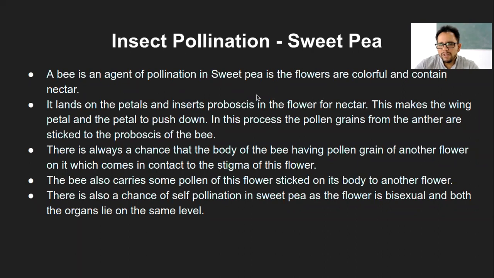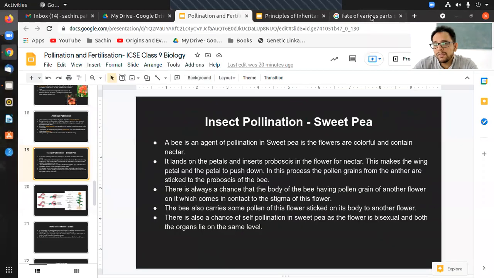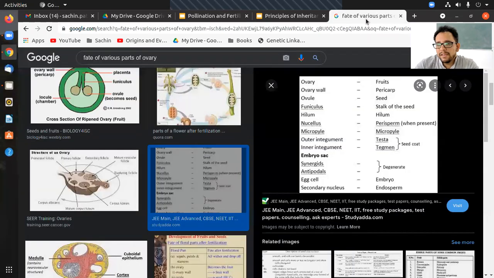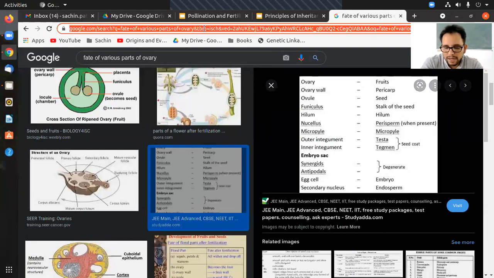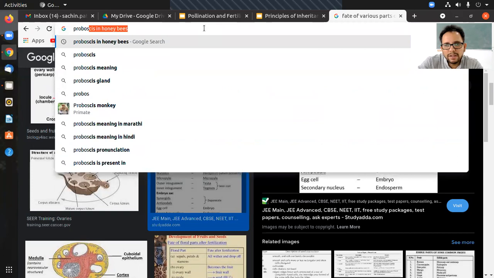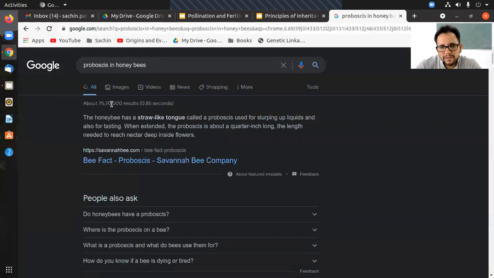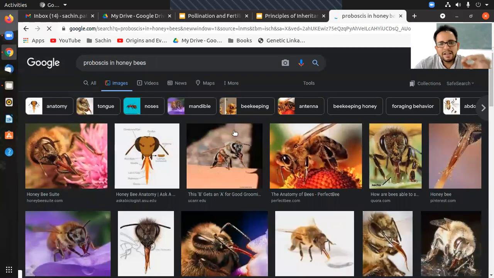What we need to know here is how the pollination happens in this sweet peas plant. The flowers of this plant are obviously going to be colorful and they contain nectar. Now because it has nectar, this bee has a kind of proboscis. I don't know if you are aware of the proboscis in honeybees. It is something like a sting at the start.